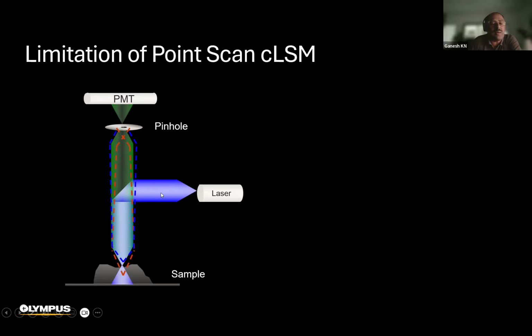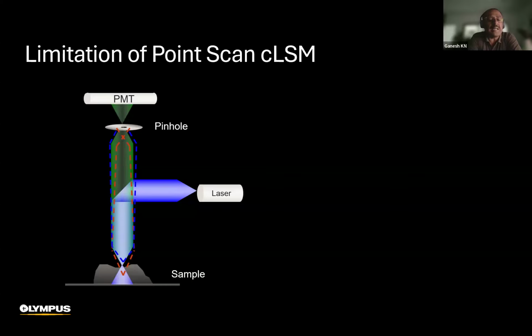Since you are using only one point laser here, you have to scan all across the specimen and generate an image. So it is a time consuming process because these lasers are point light sources. It has to hit each and every point, and you should spend enough time to excite your fluorochrome on the specimen, and the emission should be sufficient to form an image, because now you are collecting the emission from only one plane.